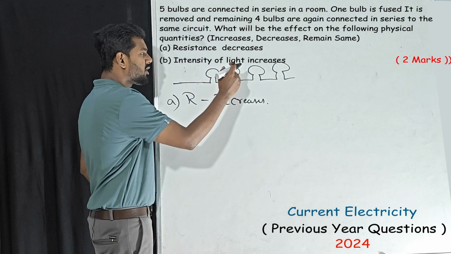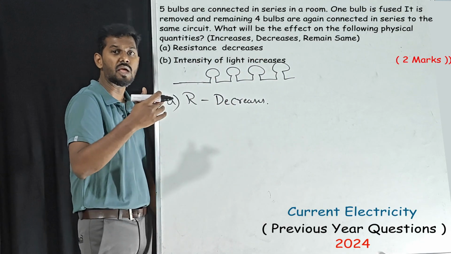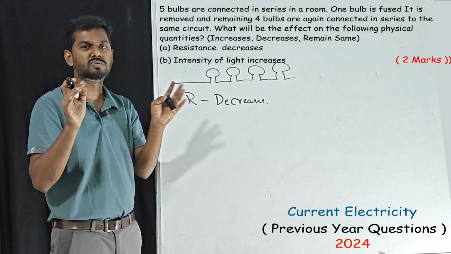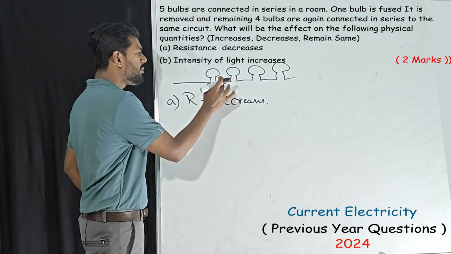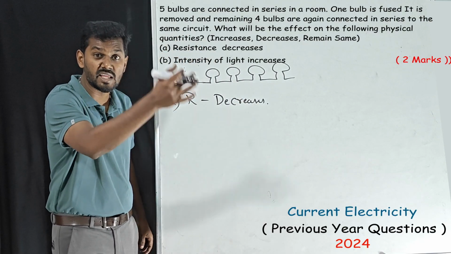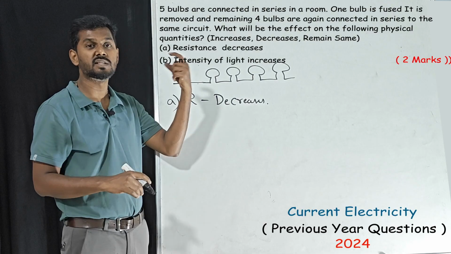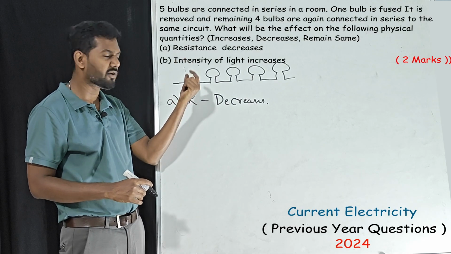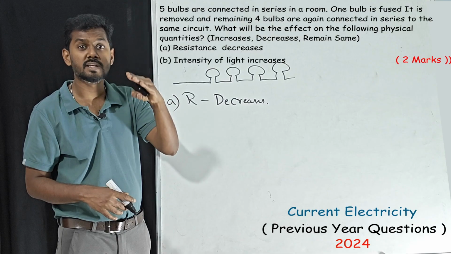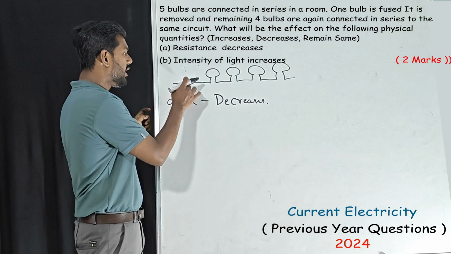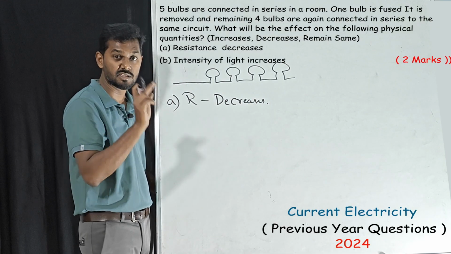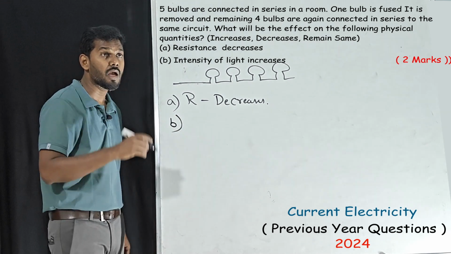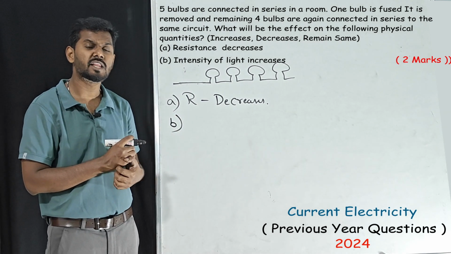Load is nothing but the appliances which use electric power to work. The more loads connected in series, the more the resistance. Because one bulb got fused and was not working, we removed it. That means resistance reduces. So resistance decreases. This is how you need to understand. Okay, now the intensity of the light. Intensity means what?